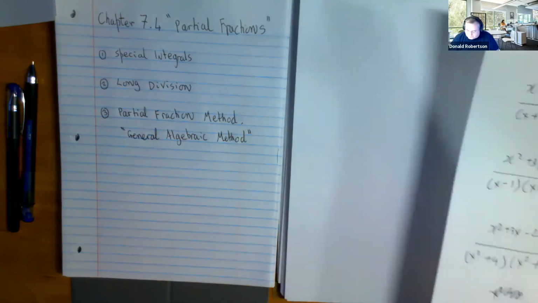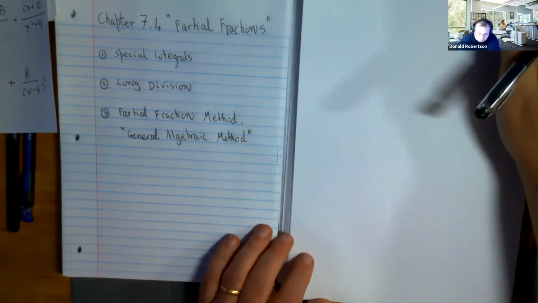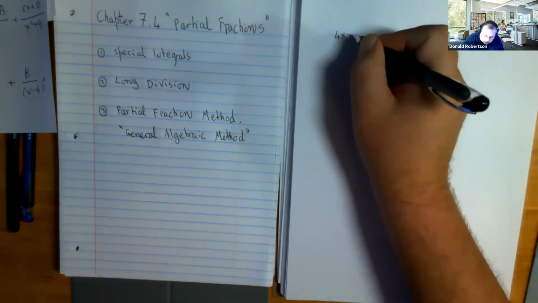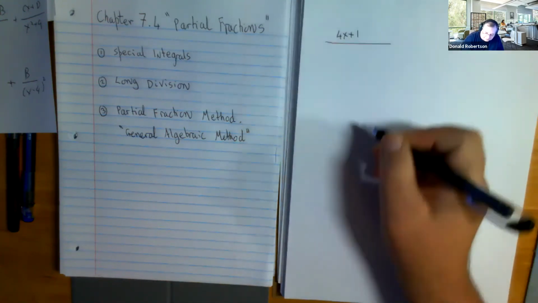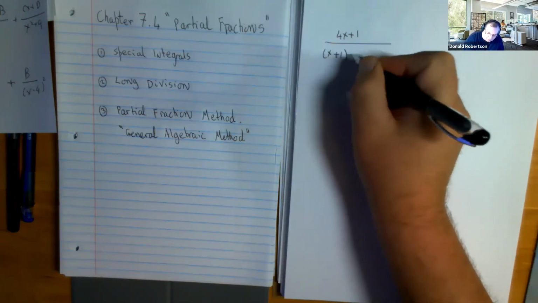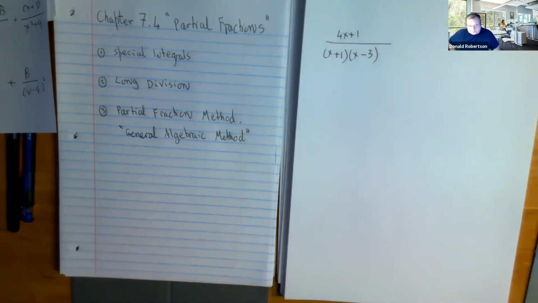So let's do one. Let's take 4x plus 1 over x plus 1, x minus 3. And let's do a partial fraction.